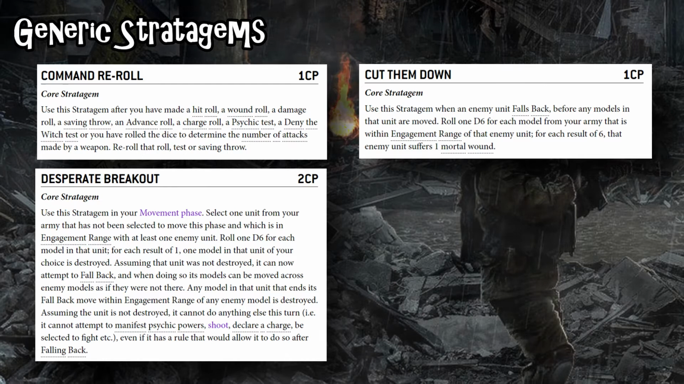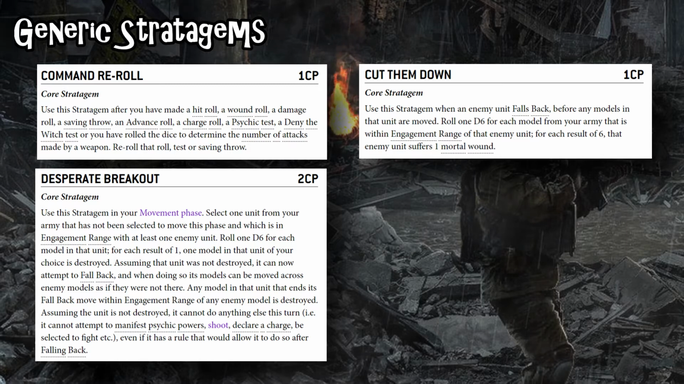So this stratagem does cost 2 CP and comes with some significant dangers, but it allows you to extricate yourself. There is also a downside where even if you have an ability or stratagem that would normally allow you to fall back and act as normal, Desperate Breakout prevents you from doing that, full stop.